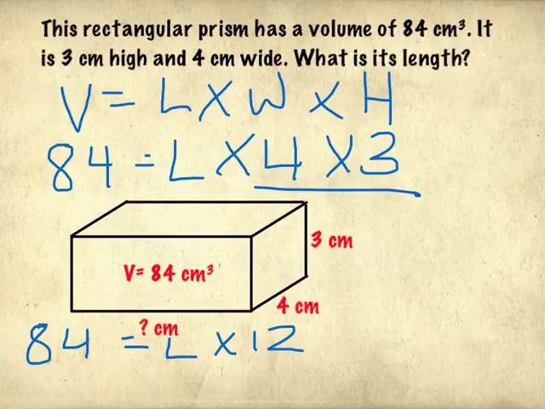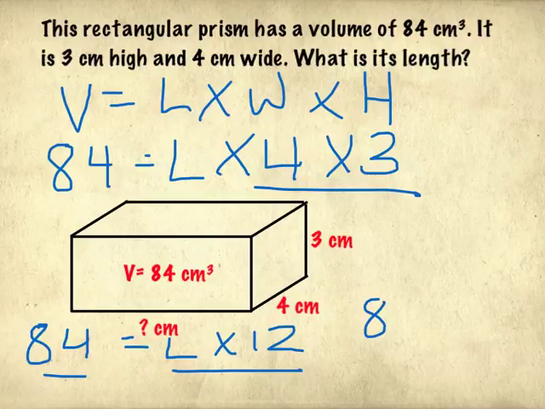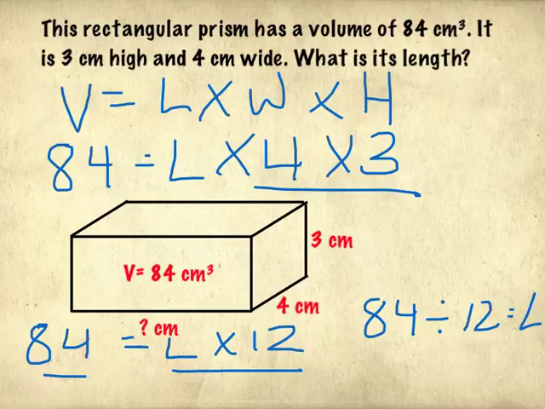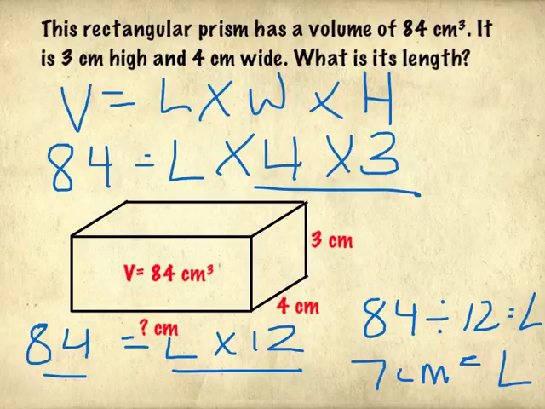And again, my fact families, if L times 12 equals 84, then 84 divided by 12 equals L. And so once again, I'll just pull out my handy calculator to find out that 84 divided by 12 is 7. So 7 centimeters is the length. That's all there is to it. It's the same formula, you're just plugging the information into different places.